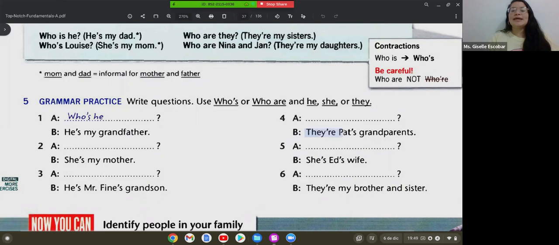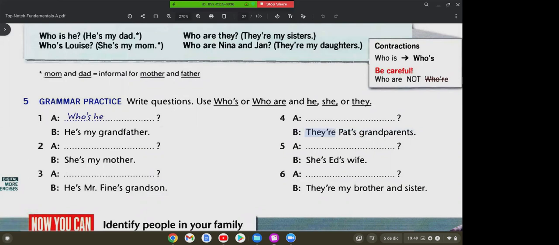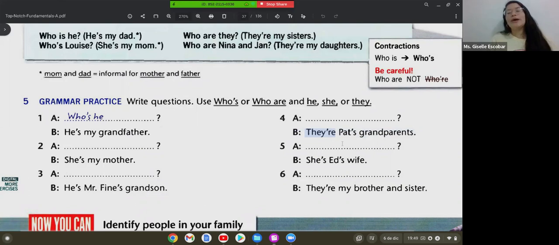The answer is they are Pat's grandparents. So what would be the question? Who are they? Exactly. Who are they? They are Pat's grandparents. So we have number 5 right here.